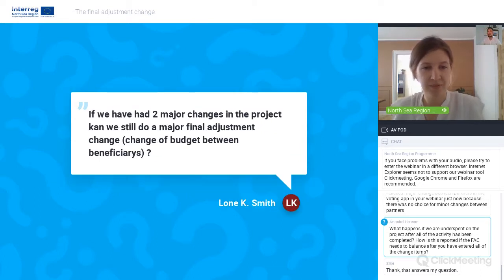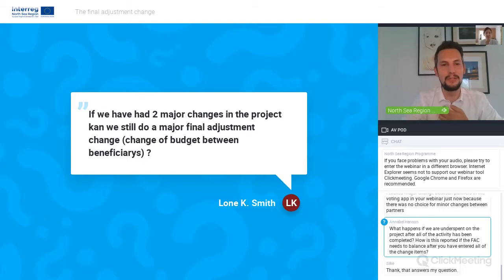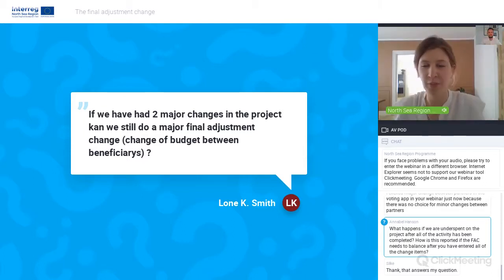If we have had two major changes in the project, can we still do a final adjustment change of budget between beneficiaries? Yes, this is the case, and this is, as Christophe said, one of the additional flexibility opportunities we offer. So in every project you can submit a final adjustment change, regardless of how many changes you have already submitted during your project lifetime. Exactly. Thank you.